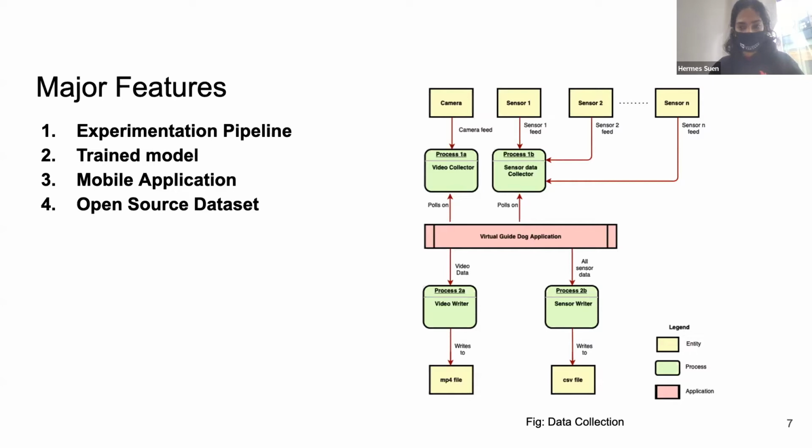The figure on the right shows the data collection process. Overall, as we can see here, data flows into the model through two major sources, that is camera and various mobile sensors.